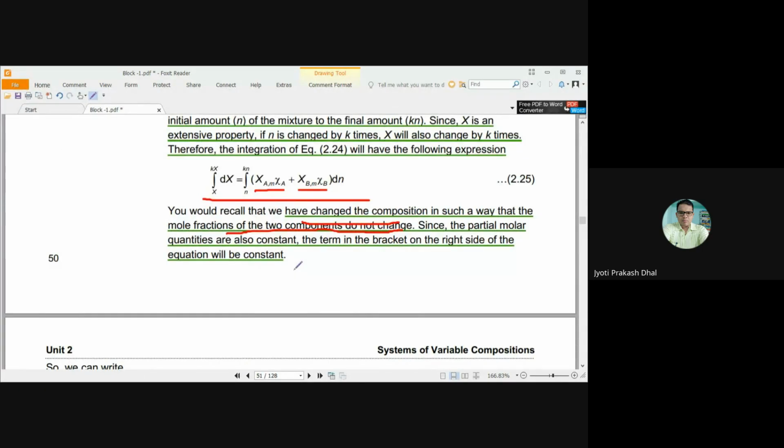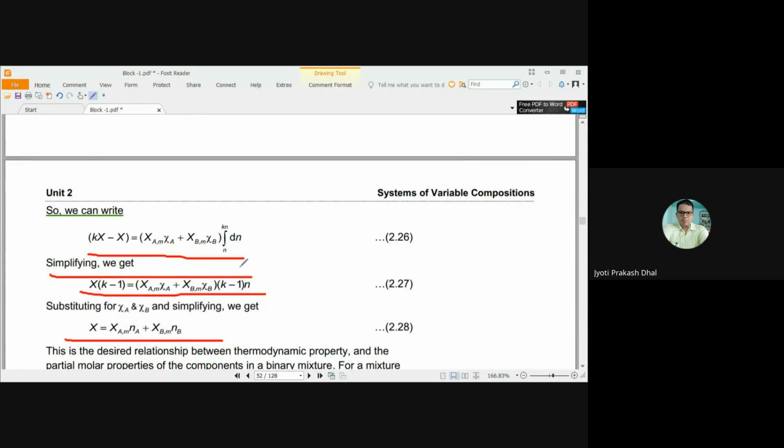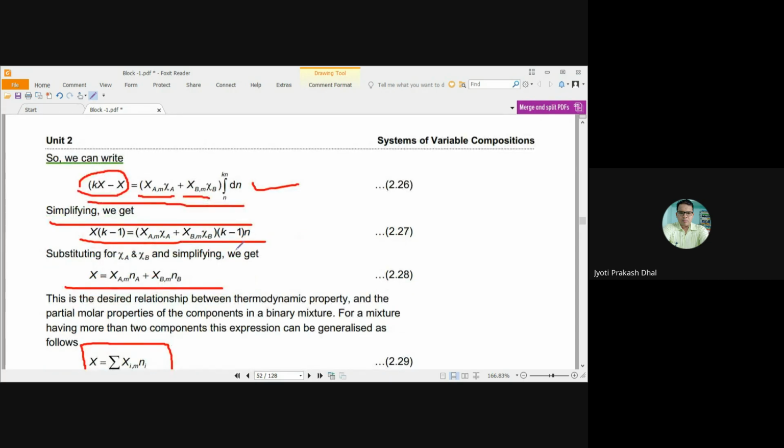So, solving the integration part in the LHS, you can see that kx minus x equals x_A chi_A plus x_B chi_B into the integration of dn from n to kn. Now simplifying this, we can write x whole into (k minus 1) equals (x_A chi_A plus x_B chi_B) whole into (k minus 1) n.